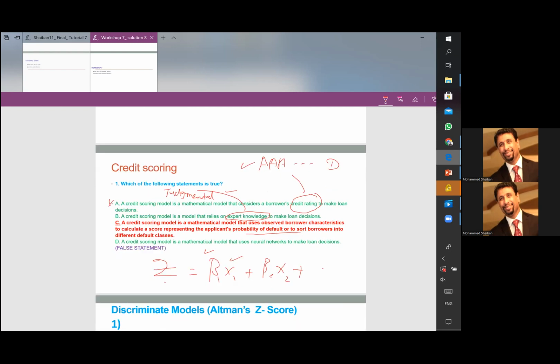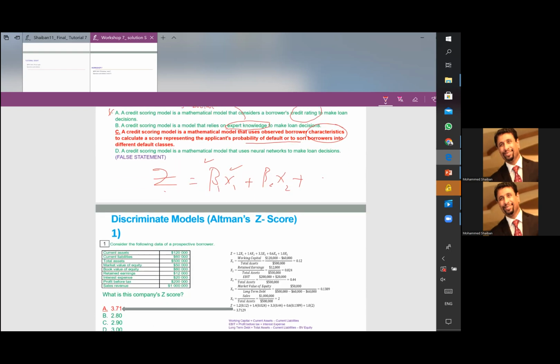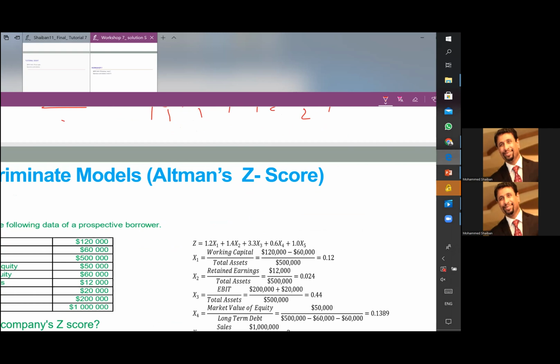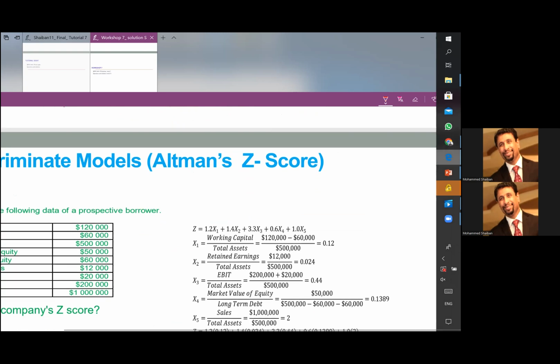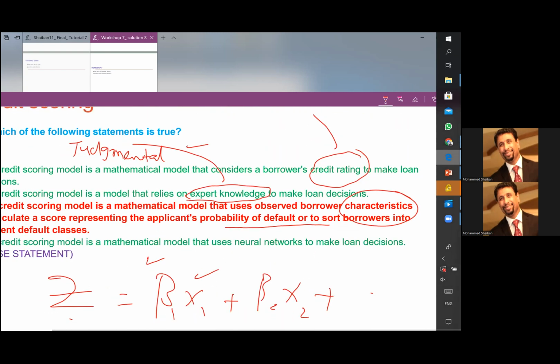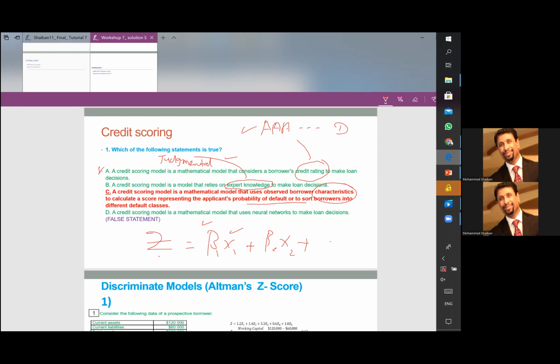So number three, a credit scoring model is a mathematical model that uses borrower characteristics. Yes, for example, here it used the working capital, the retained earnings, the total assets, the market value of equity, all of those characteristics. So this is the credit scoring. A credit scoring model is a mathematical model that uses neural networks to make the loan decision? No, it doesn't use this one. It uses the characteristics, okay? We don't use neural networks, we use the characteristics.